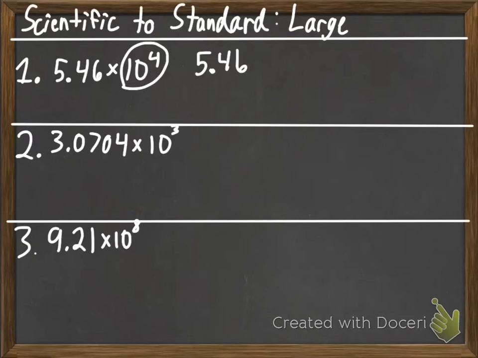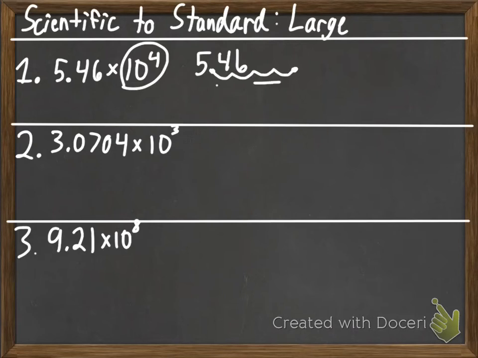That means we're going to move our decimal point 4 times, either left or right. If the number is positive, we move it to the right. If the number is negative, we move it to the left. So I have 10 to the fourth, so I'm going to move this 4 times to the right. So 1, 2, 3, 4, decimal point.